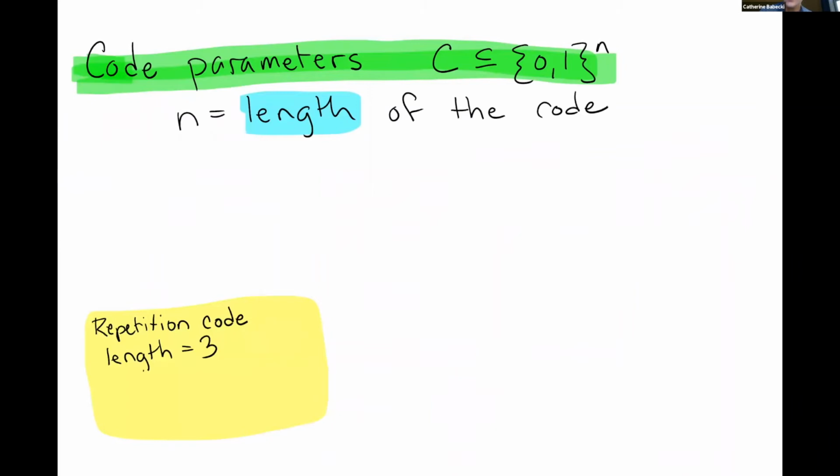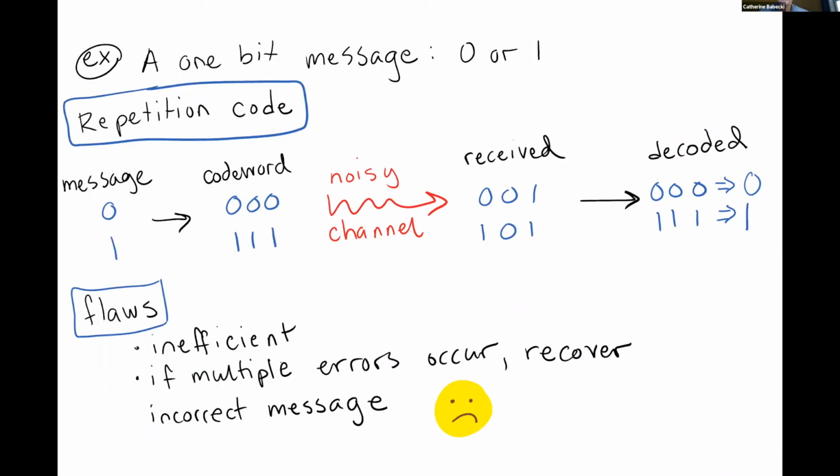Cool. Before I move on, any questions here about the repetition code and what we're trying to do with these codes?